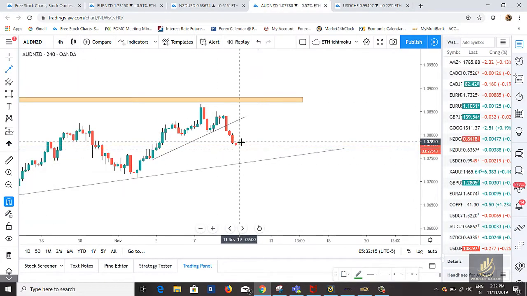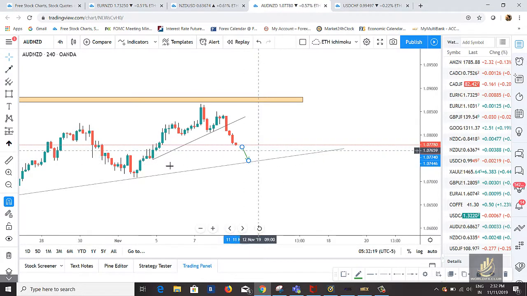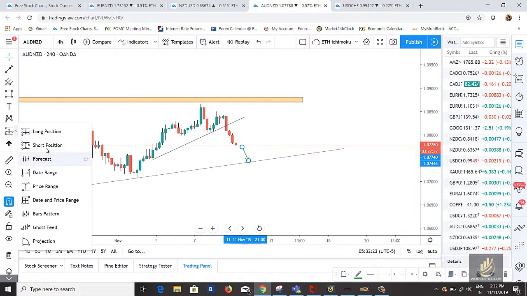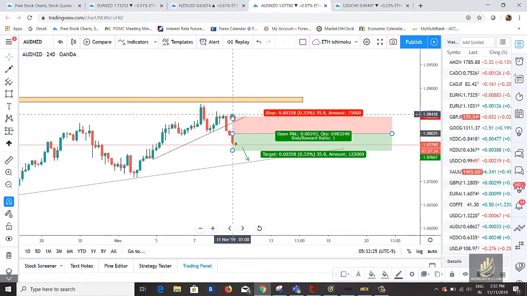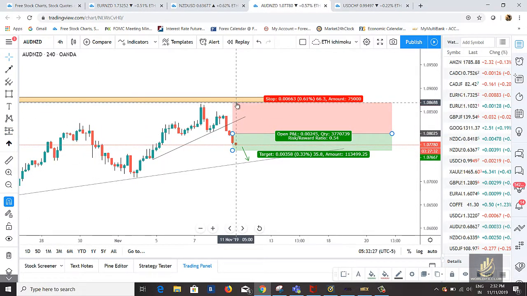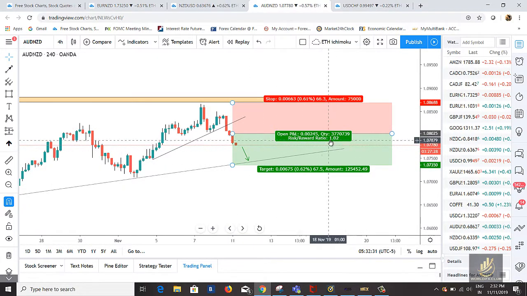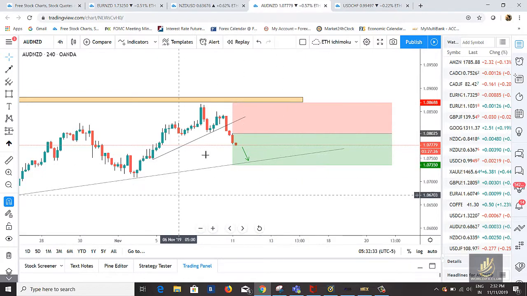So expect this much. Even if you have an open trade here, I'll just show you. If you have an open trade here at this level with stop loss at this point, it's almost 1:1 risk to reward ratio.